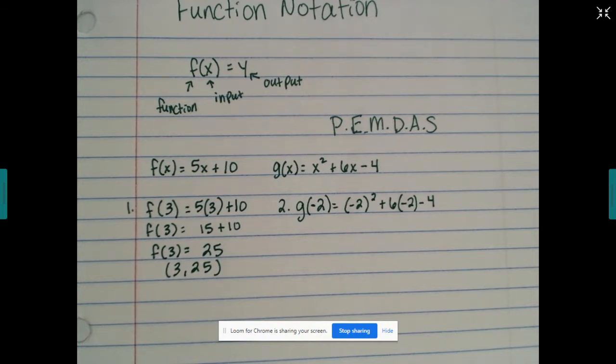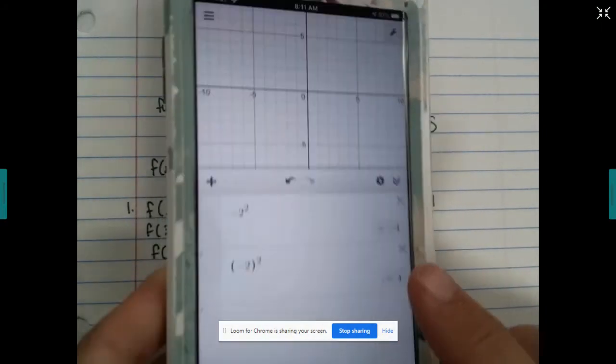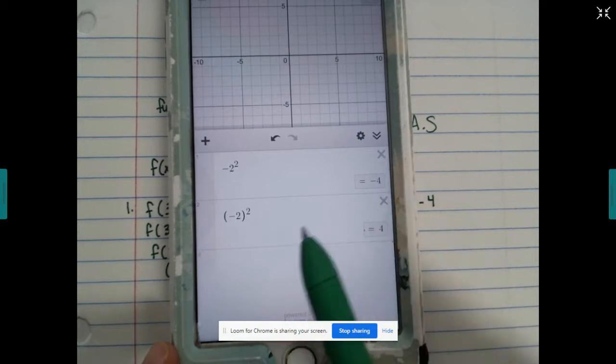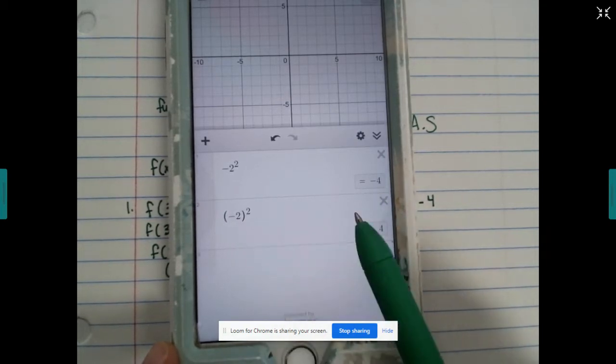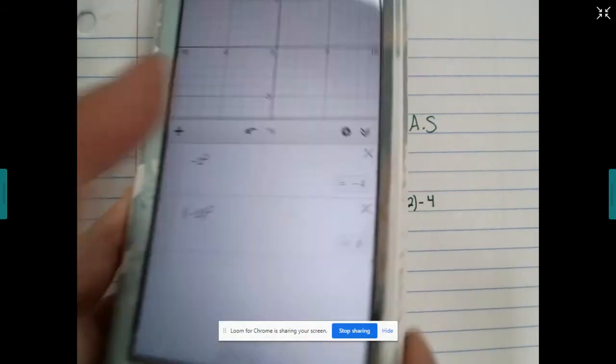And so you want to make sure that you type that -2 in those parentheses, because if you don't, it doesn't square the negative. So there's a difference between -2 squared is -4, but (-2) squared is +4. So you always want to make sure you put that negative in parentheses.